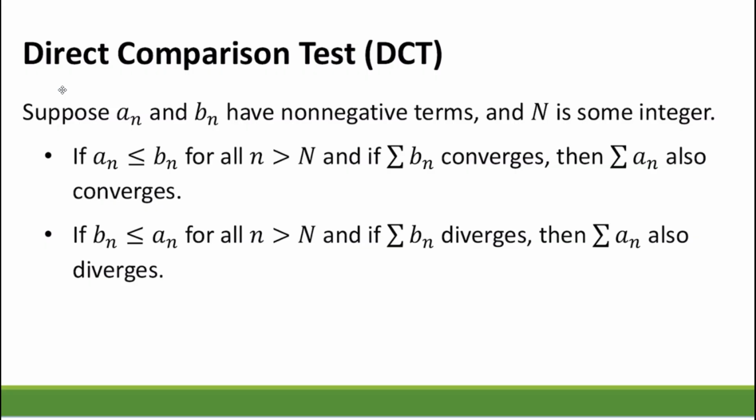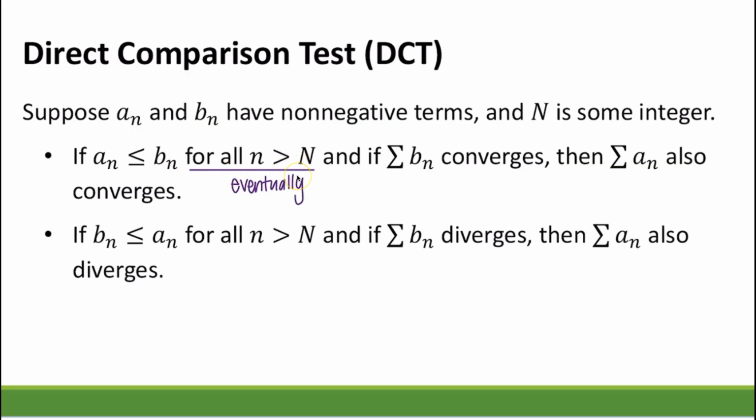With that in mind, now let's take a look at the formal direct comparison test, often abbreviated DCT. Suppose a sub n and b sub n have non-negative terms, so basically positive or zero terms, and capital N is some integer. If a sub n is less than or equal to b sub n for all n greater than or equal to capital N, so what this really means is eventually.